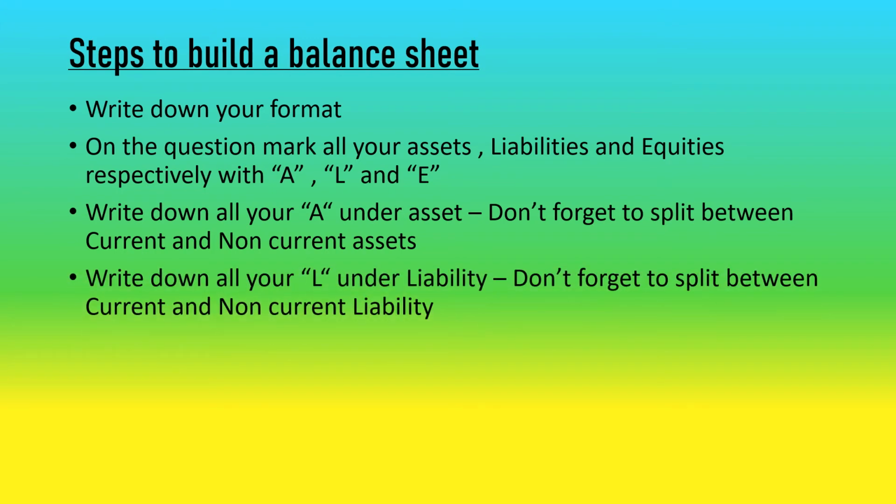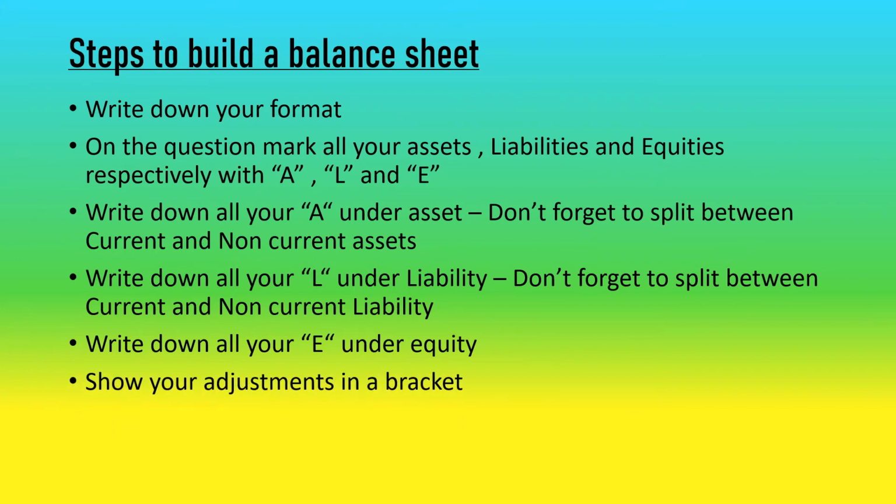Same thing for liability. Write all your L's under your liability. Don't forget to split it once again between current and non-current liability. We'll speak about this later in the lesson. Then lastly, write down all your E under equity. Remember once again to show all your adjustments in brackets. If you don't show your adjustments in the brackets, you're going to lose marks.